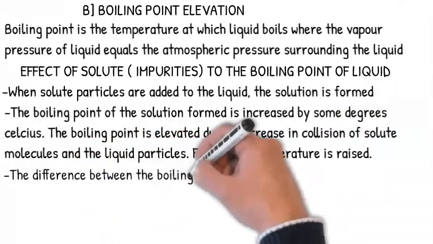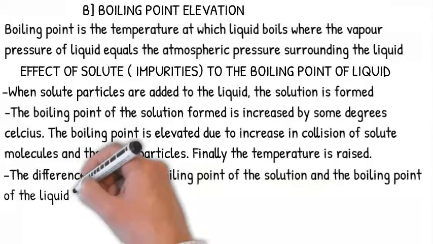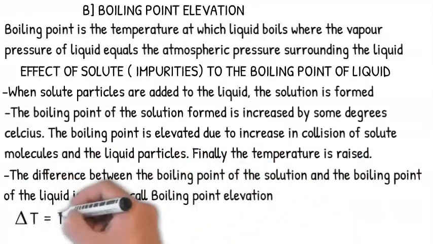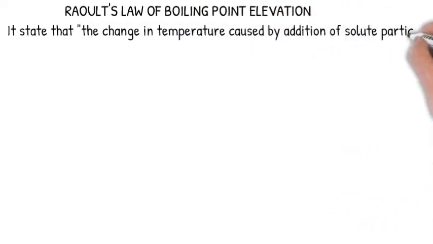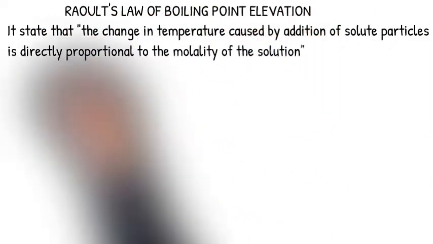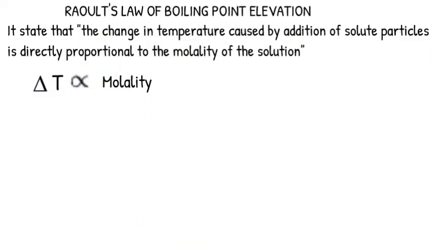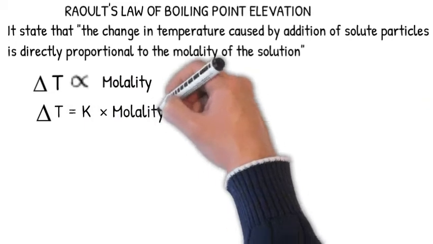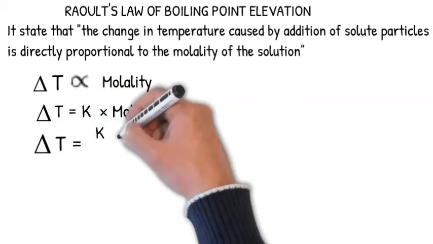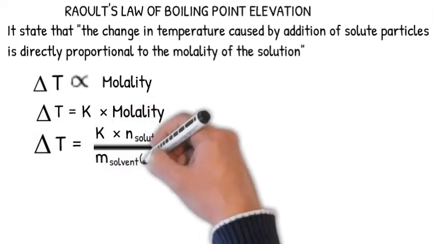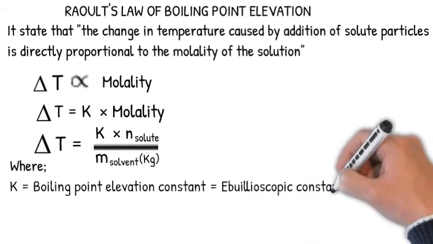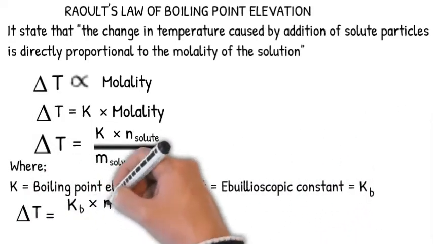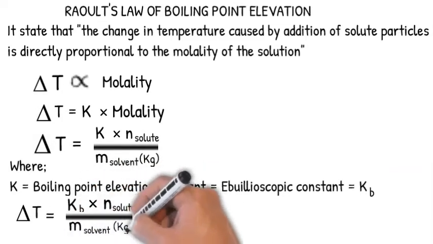The difference between the boiling point of the solution and the boiling point of the liquid is what we call boiling point elevation. Change in temperature equals T2 minus T1, where T2 is greater than T1. Raoult's law of boiling point elevation states that the change in temperature caused by addition of solute particles is directly proportional to the molality of the solution. Change in temperature equals K times molality, where K is a constant. Change in temperature equals K times moles of solute divided by mass of solvent in kilograms, where K equals the boiling point elevation constant, the ebullioscopic constant, Kb. So change in temperature equals Kb times moles of solute divided by mass of solvent in kilograms.